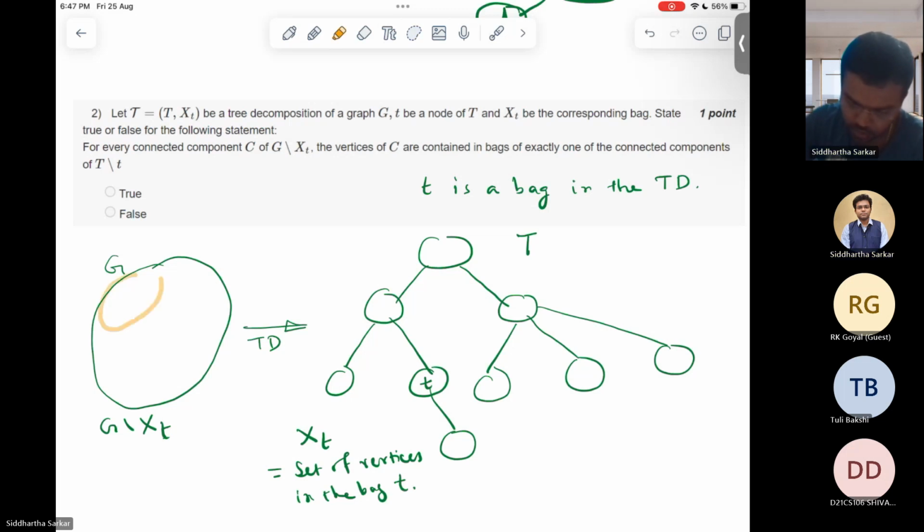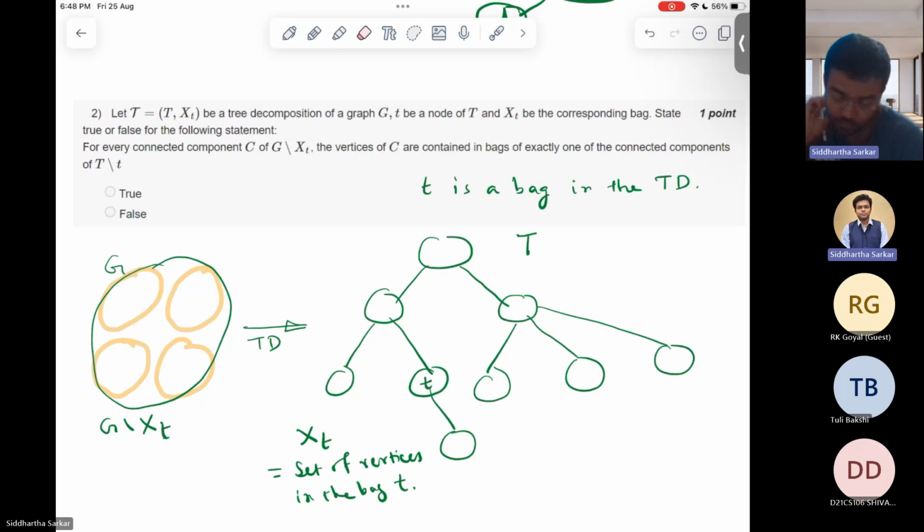into several connected components. So let's say several connected components are formed. There is no edge between one connected component and another. This has happened after you have deleted the vertices of xt from G. So the question is, for every connected component C of G minus xt, let us give these connected components some names. Let us say this is C1, C2, C3, C4. I'm just taking four components for the sake of exposition.